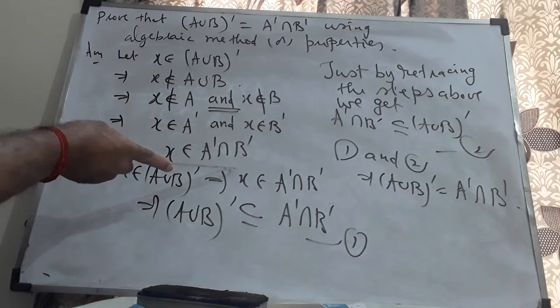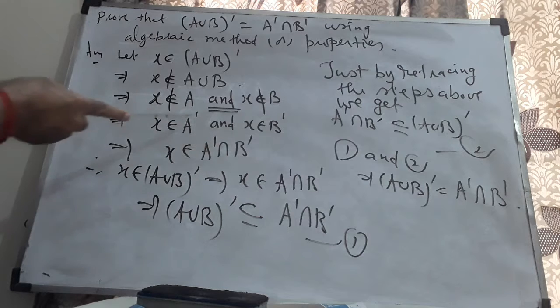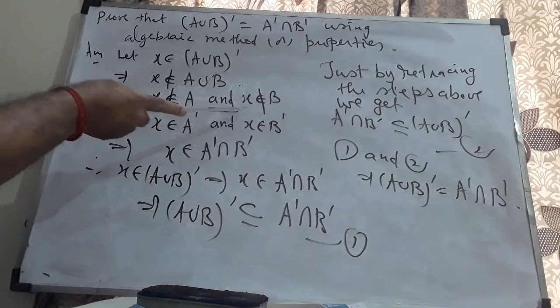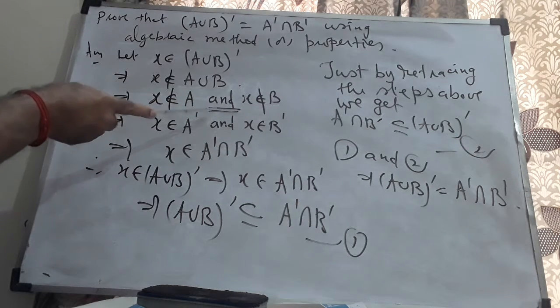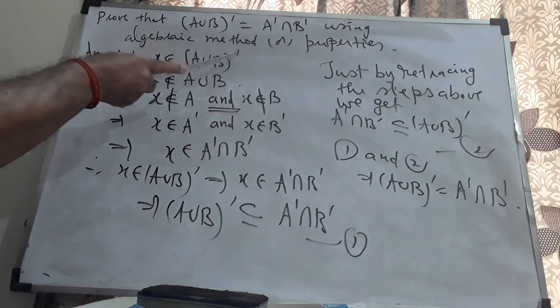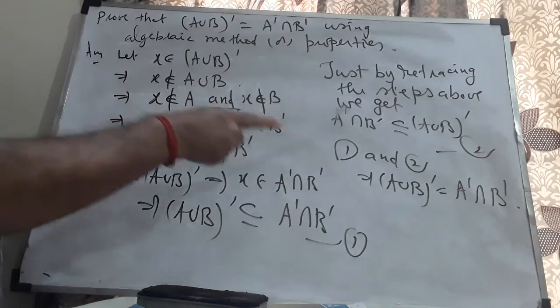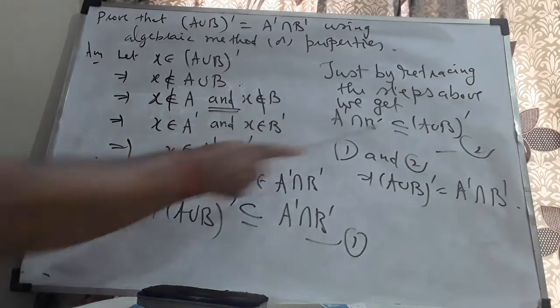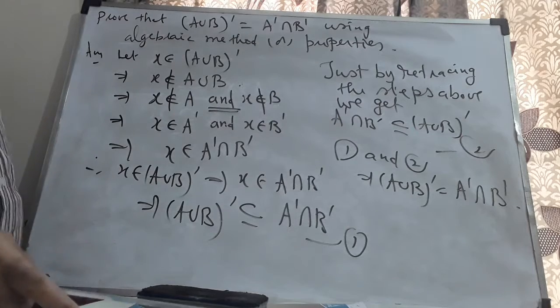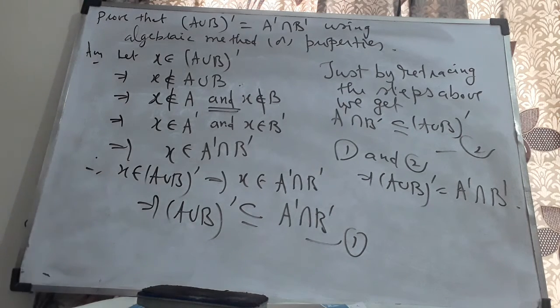Retracing means x element of this implies x element of A dash and x element of B dash, implies x not an element of A and x not an element of B. If it is not there in both, it won't be there in the union. It will be there in the complement (A union B) whole dash. Therefore, retracing the steps will imply RHS subset of LHS. Therefore, equations 1 and 2 will imply they both are equal.